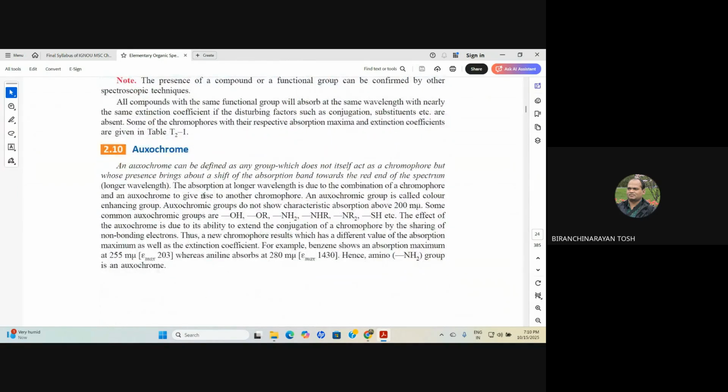Then oxochrome. Oxochrome can be defined as the group which does not itself act as a chromophore, but whose presence brings about a shift of absorption band towards the red end of the spectrum. That means longer wavelength. If a chromophore is not there, oxochrome will not give you the color. But in presence of a chromophore, if oxochrome is there, then the color intensity will be enhanced.